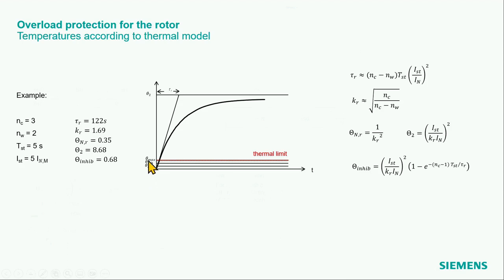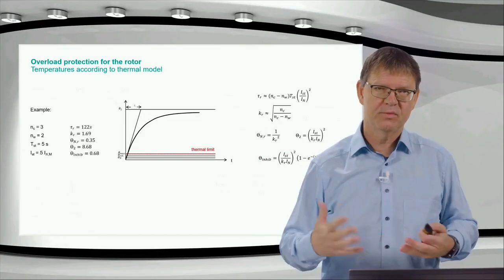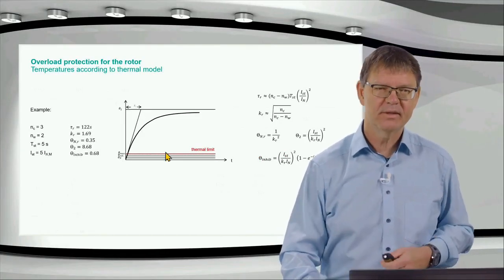And in the same way, we can say, okay, if 3 starts are allowed from cold and I do 2 starts, 1 more is allowed. So what is then the temperature? This is what I can also calculate. You see here the formula. And here I come to 68%. So 2/3, roughly spoken. And 1/3 is then left over, a little bit less, to come to the end temperature for the 3 starts in a row. Okay, so I hope this makes it a little bit clearer.